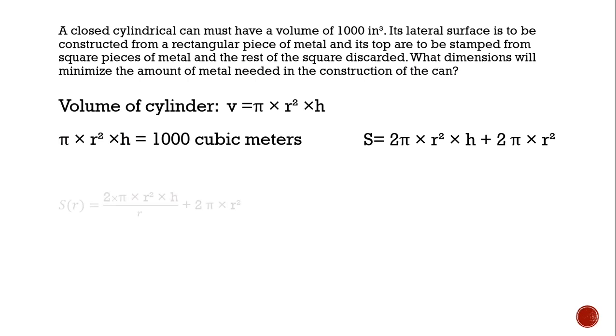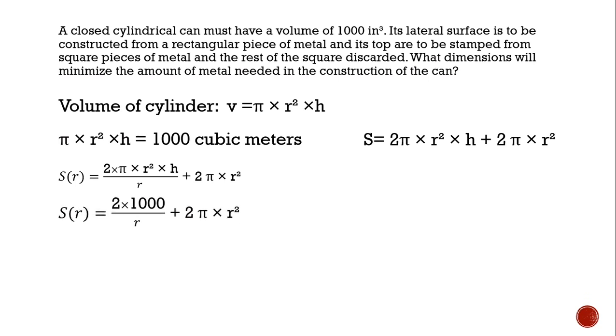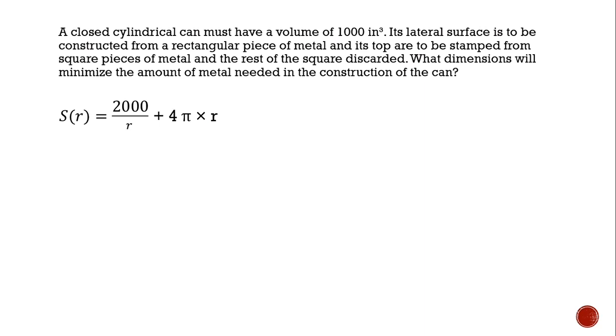S of R equals 2 times pi times radius squared times height over radius plus 2 pi times radius squared. Replace pi times radius squared times height by 1000. S of R equals 2 times 1000 over radius plus 2 pi times radius squared. You will get S of R equals 2000 over radius plus 2 pi times radius squared.